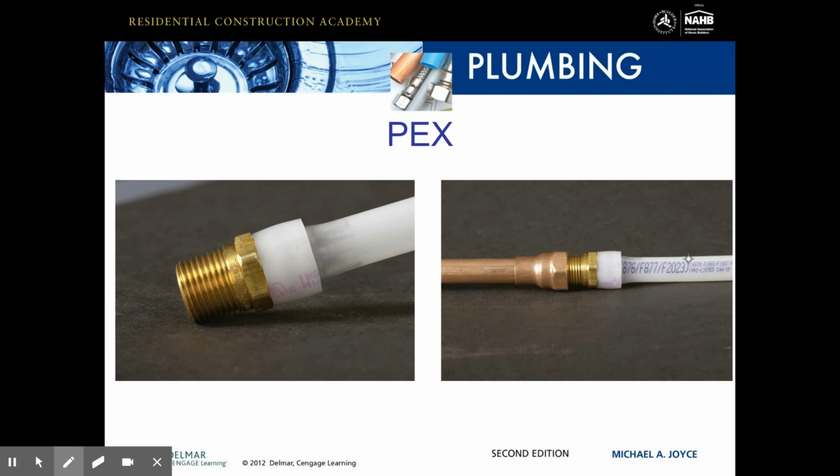And here you can see we go from PEX. We have the male end, a female end, and it transitions into copper. So it goes from PEX male thread to copper female thread, and carries through.